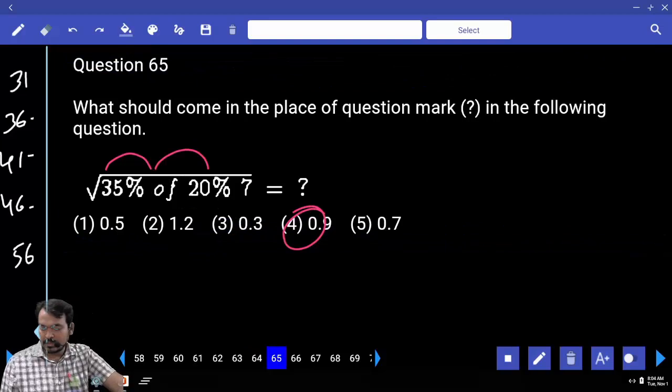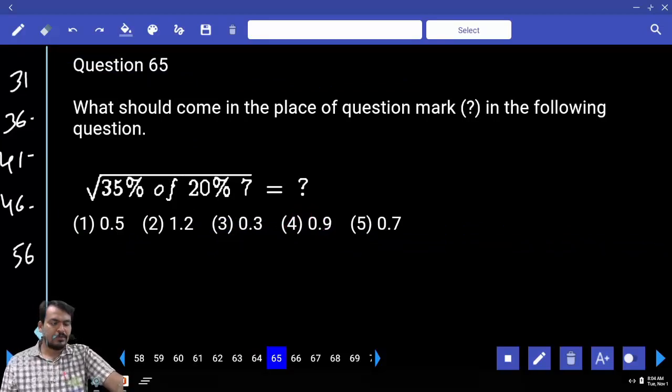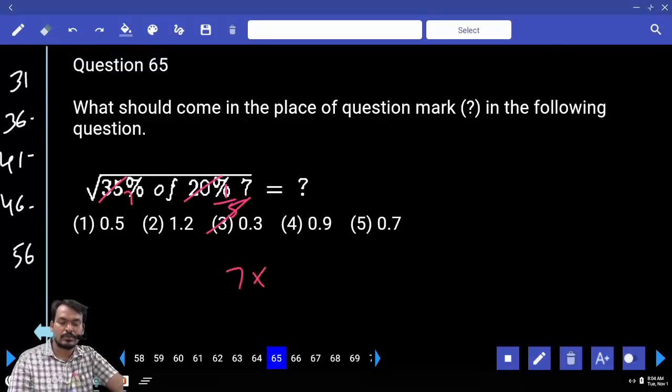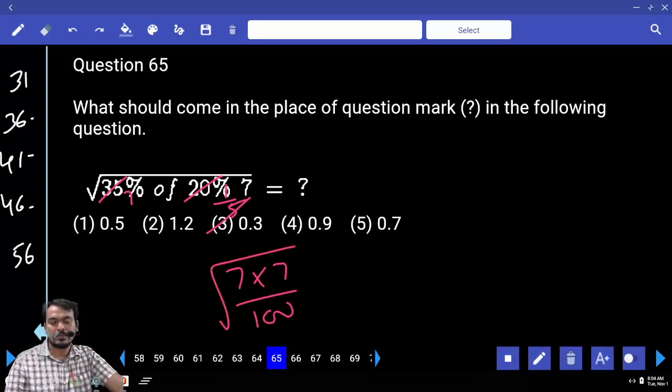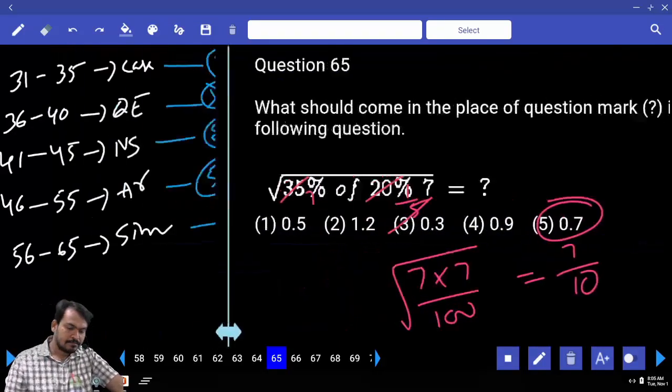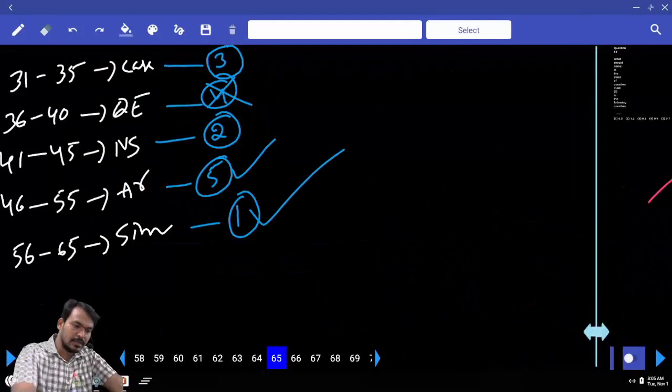Next, question number 65. 35% of 20% of which one? 7. 20% means it is 1 by 5, or not? 5 almost 7 times, or not? This one we write 7 into 7 by 100, or not? Square root of this one means we write 7 by 10, or not? 7 by 10 means 0.7. Simplifications complete. Next one.